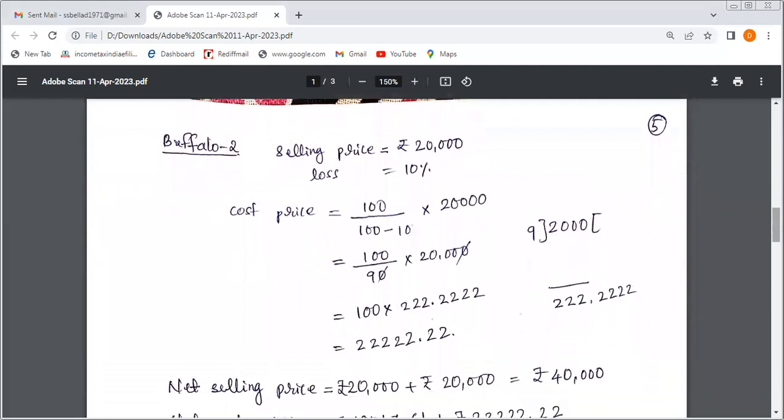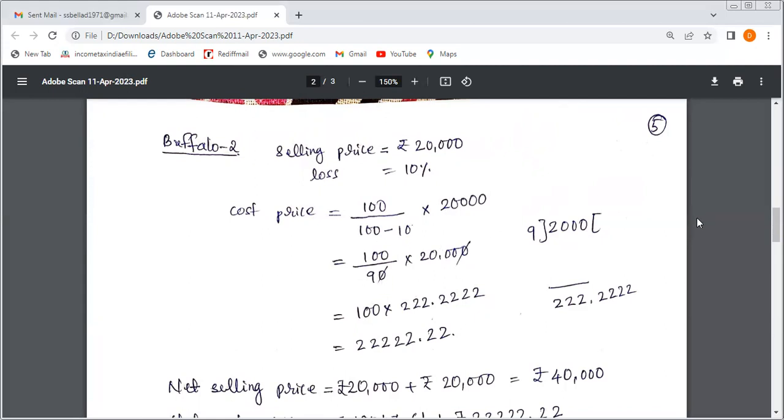Come to buffalo 2. Its selling price is also 20,000, but here a loss is made. There is a loss of 10%. So calculate the cost price of this buffalo. The formula is 100 divided by 100 minus loss. Loss is 10%, so you write 10 here, into 20,000 selling price. So this is 100 divided by 90, because 100 minus 10 gives 90, into 20,000. One zero you can cancel.